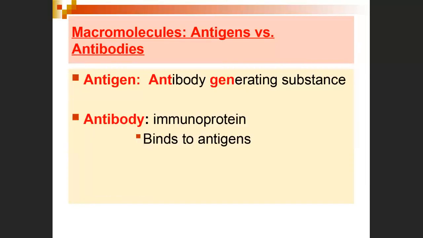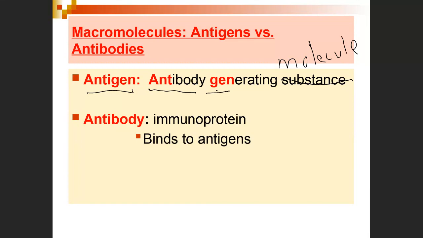So an antigen is a molecule. Now it says substance. To be more specific, you can say molecule. That's more specific than substance. It's a molecule that triggers the production of antibodies in an animal that has a backbone. So that's why it's called antibody generating. That's where the name comes from.